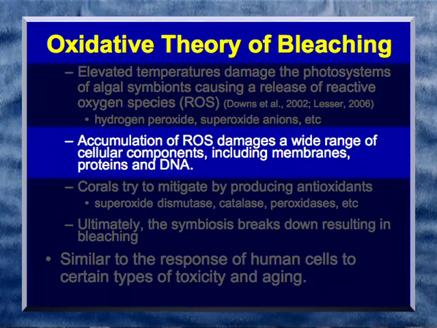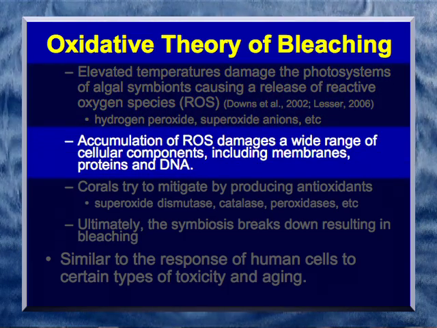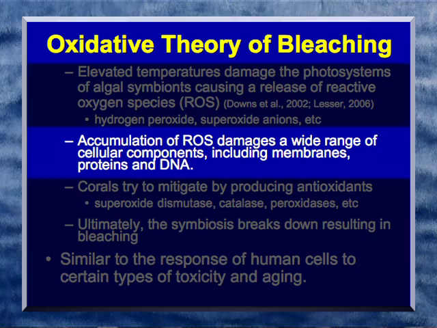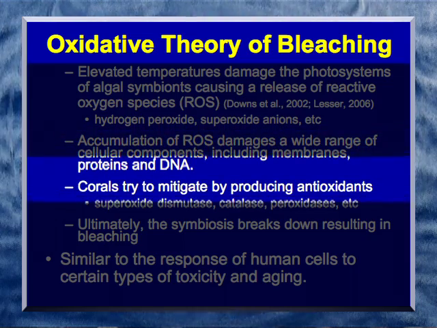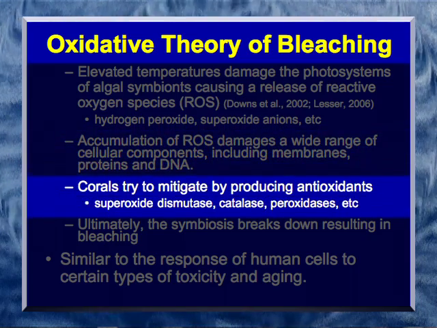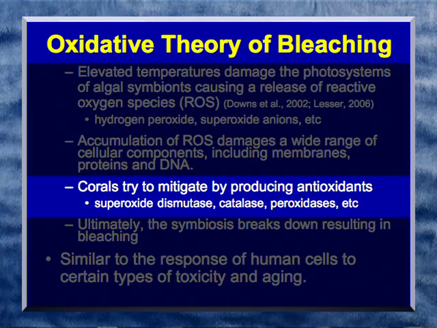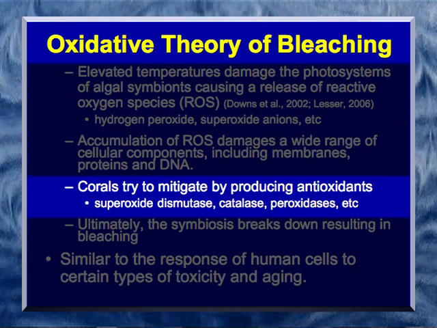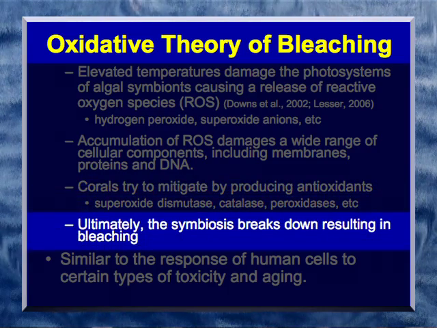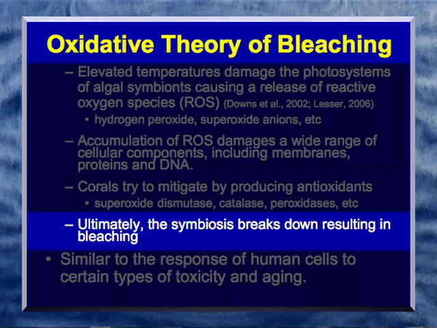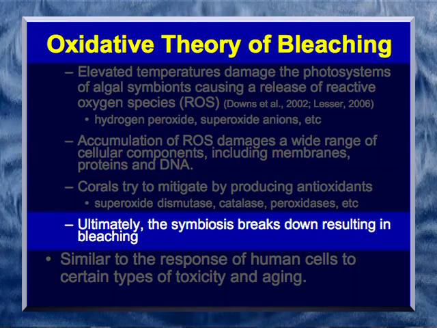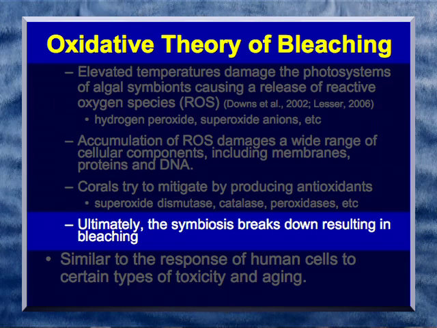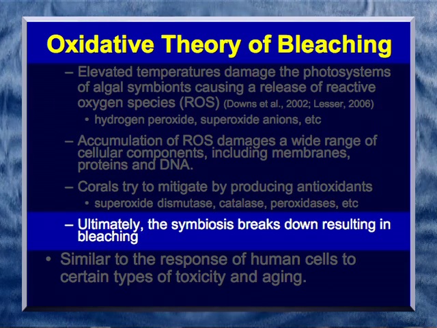The accumulation of these ROSs damages a wide range of cellular components, including membrane structure, proteins, and DNA. And the corals respond and try to mitigate this damage by producing antioxidants such as superoxide dismutase, catalase, and peroxidases. But ultimately, if the ROSs are continuously produced and the temperature doesn't change, then the antioxidant system is going to become overwhelmed and bleaching is likely to occur.